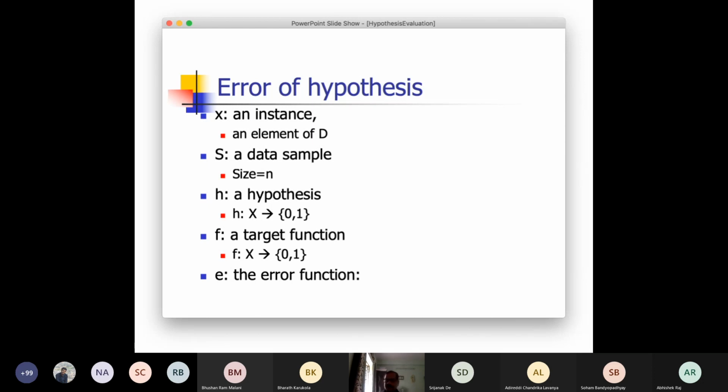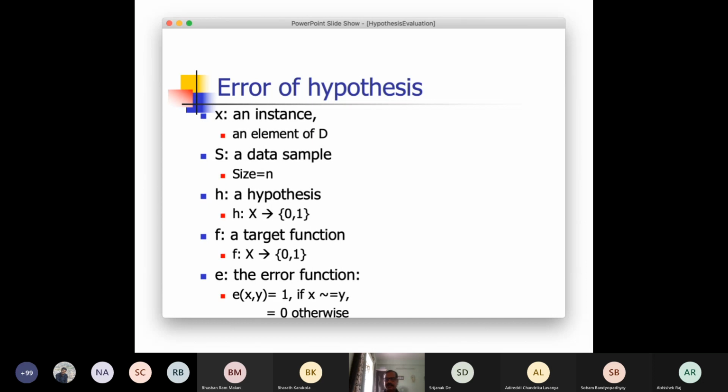So there is a target function, and your hypothesis is a prediction of the target function, right? What you are trying to do is measure the error of your hypothesis, in the sense of how many samples they do not agree on. So this is one simple definition.